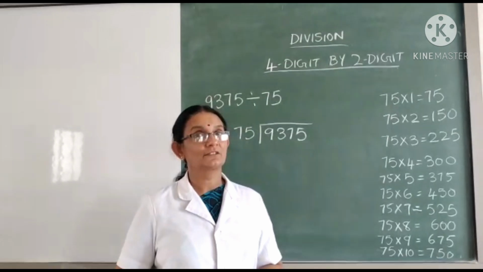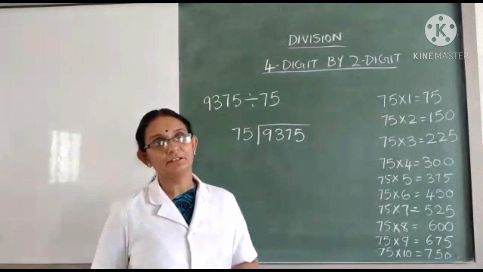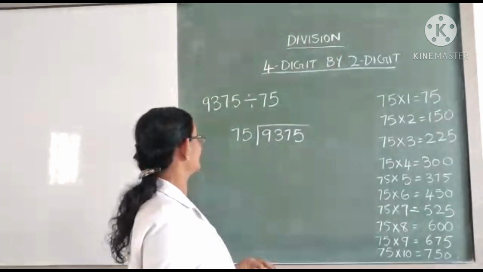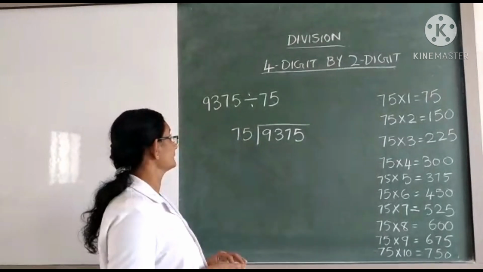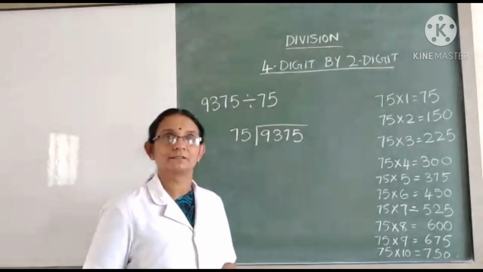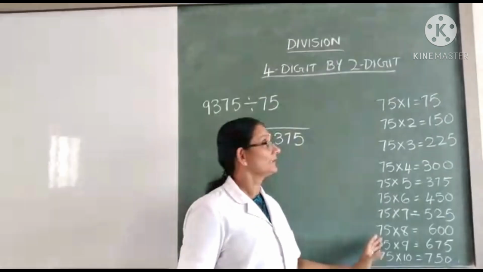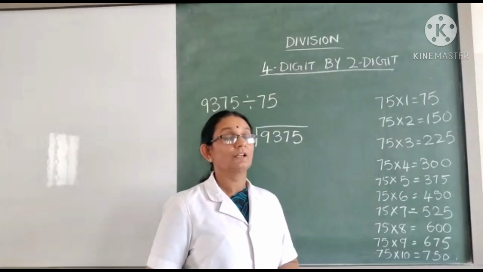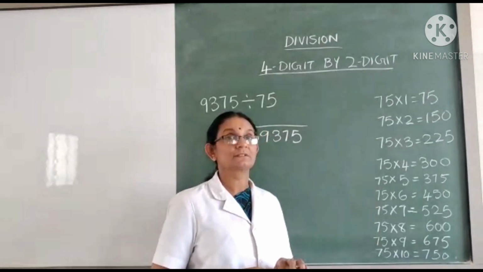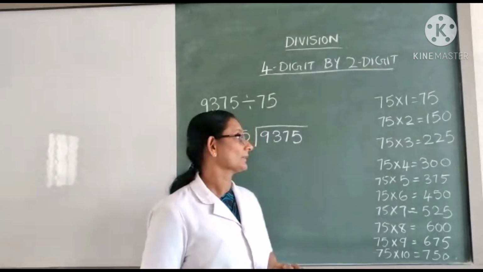So now let us divide a 4-digit number by a 2-digit number. Here I am going to divide 9375 by 75. So first I have written the table of 75. I hope you remember how to write the tables of 2-digit numbers.